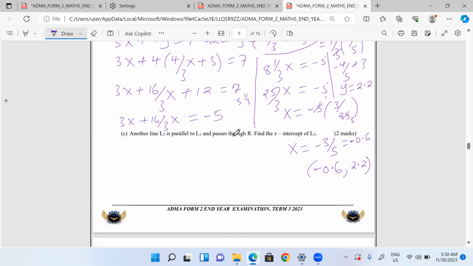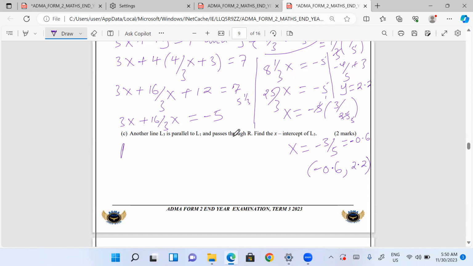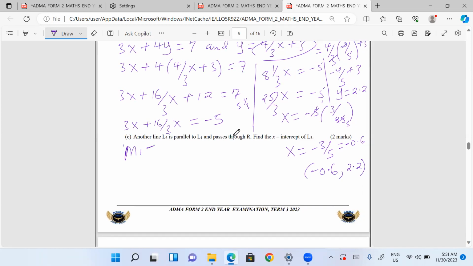The next is going to be another line L3 is parallel to L1 and passes through R. Find the x-intercept of L3. Therefore, the gradient for L1, that is the M1, is equal to negative 4/3.